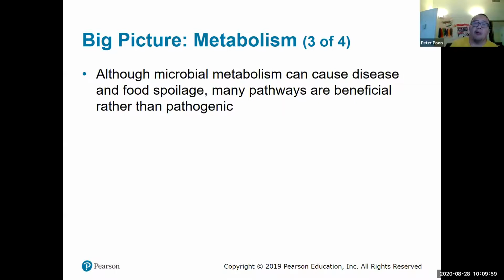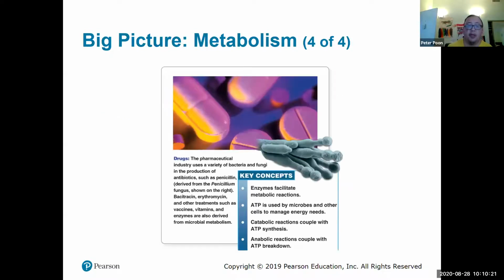Although microbial metabolism causes disease and food spoilage, in many ways it is beneficial rather than pathogenic. In fact, we abuse microbes to make stuff for us. We hijack the metabolism to make stuff for us, like alcohol and bread. I said alcohol first, but anyways.